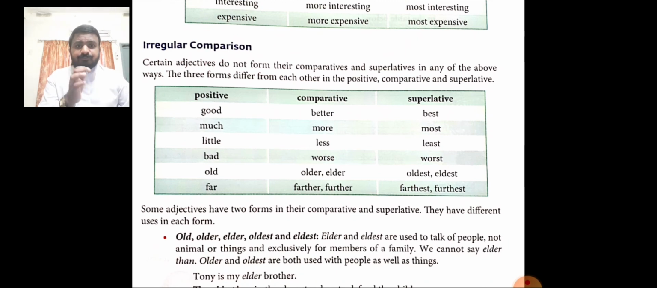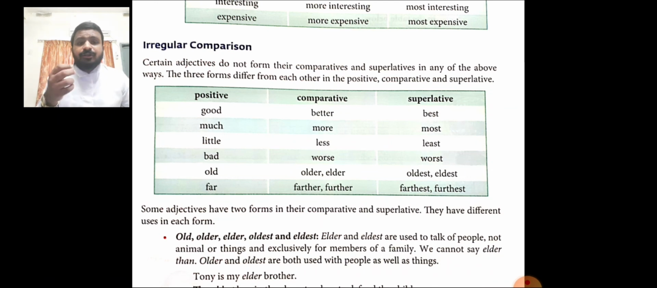Now where do we use these? As you know, the positive is old and the comparative is older or elder, and oldest or eldest in the superlative. Now elder and eldest we use only to talk about people, not about animals or any things, but only people, that is also about our own family members. And one more thing, we never say elder than. We say Tony is my elder brother. We never say Tony is elder than me, but we say Tony is older than me.